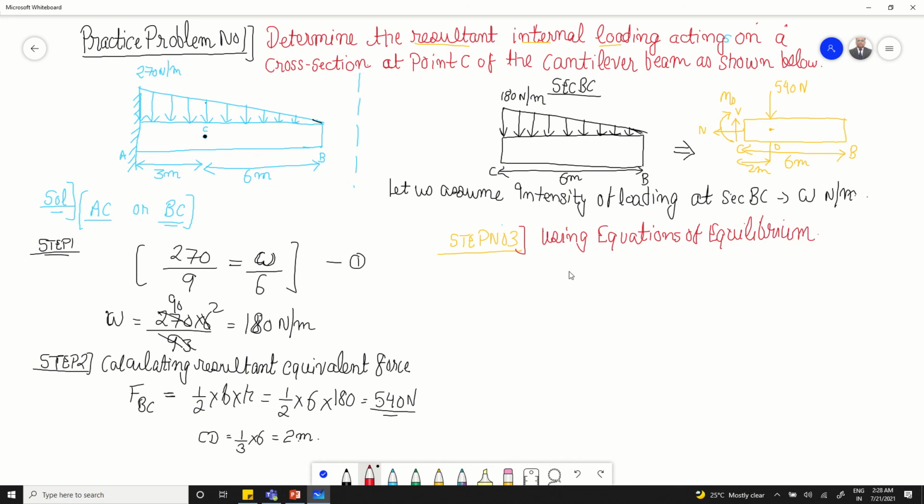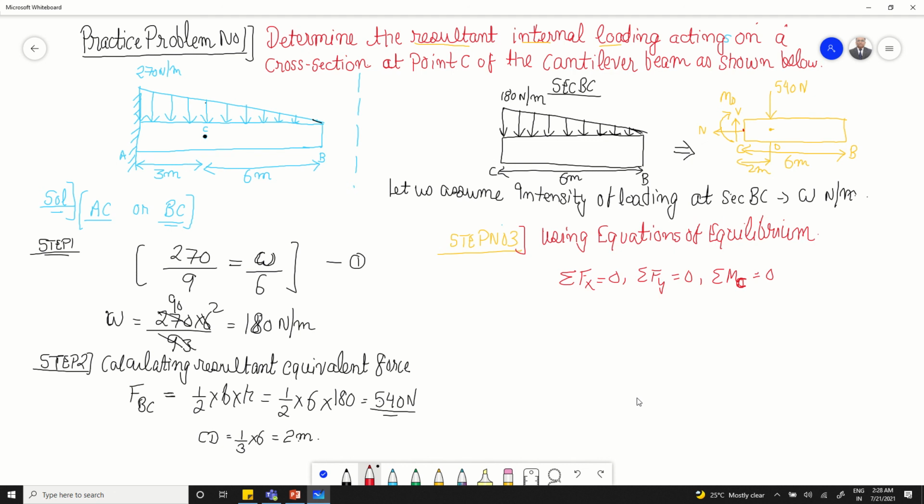Now, we have summation of Fx equal to 0, summation of Fy equal to 0, and summation of moments about point O will be 0. Sorry, we have to take moment about point C. We have to take this moment about this point.